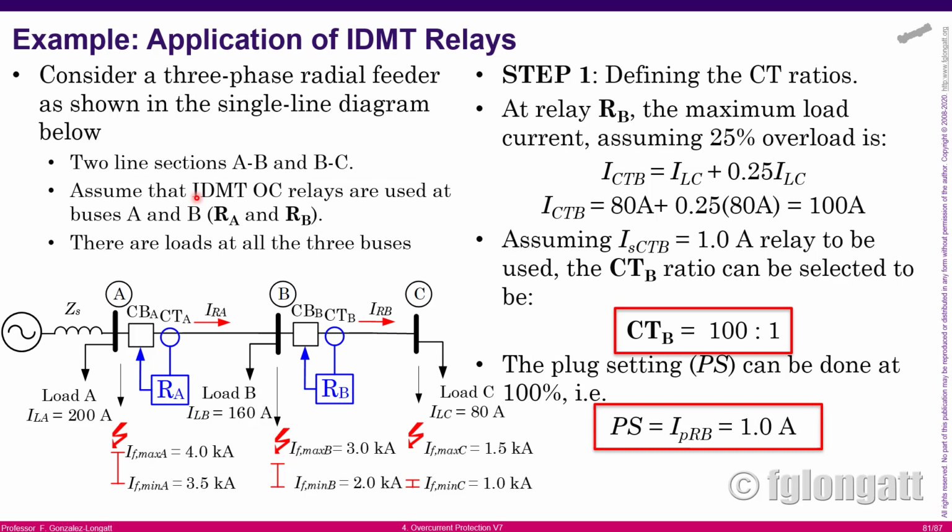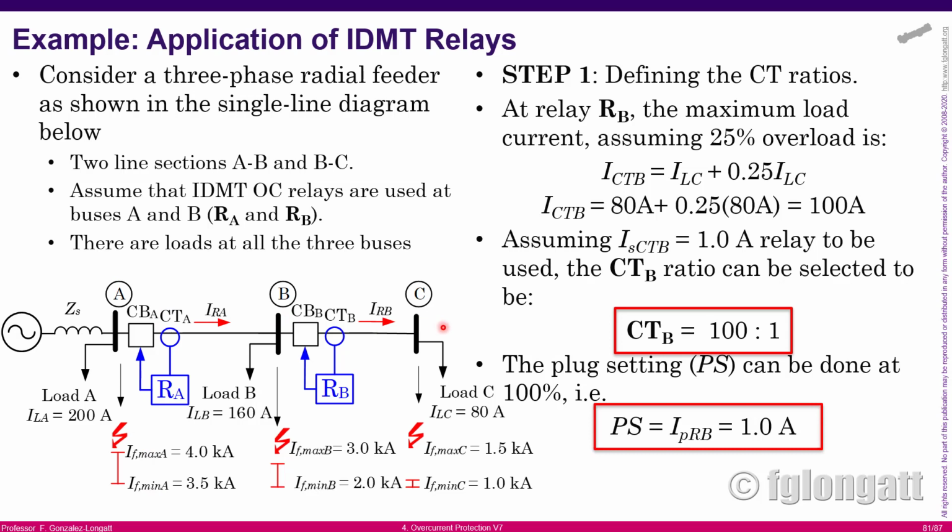In this case, we know the loads. We know loads A, 200 amps, load B, 160, load C, 80, okay? That means that this is the load current. We don't have any idea about the maximum load current, okay? That means we need to make some assumptions. We will do that later. But what we know for sure, and what we are totally clear about, is that short circuit levels, minimum and maximum, are provided at bus bars A, B, and C, okay?